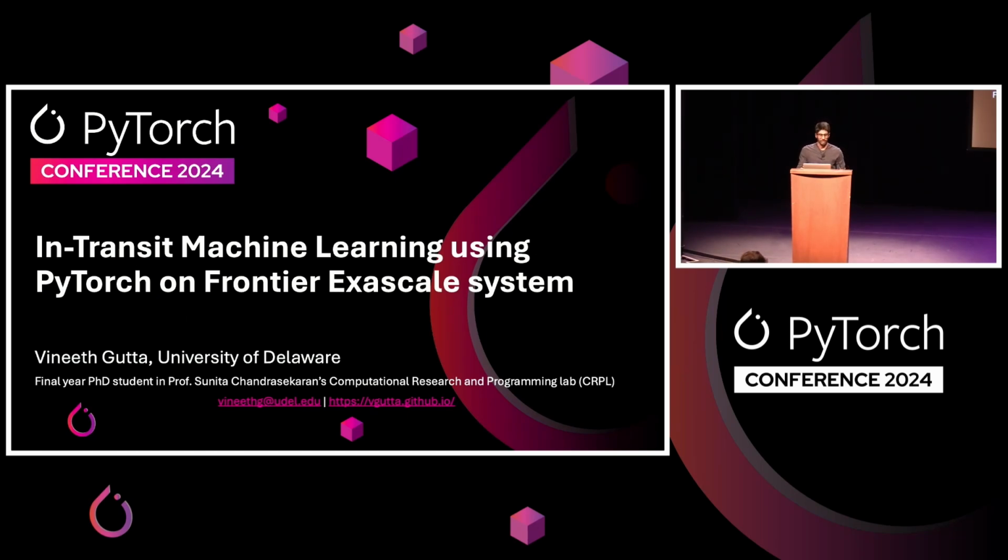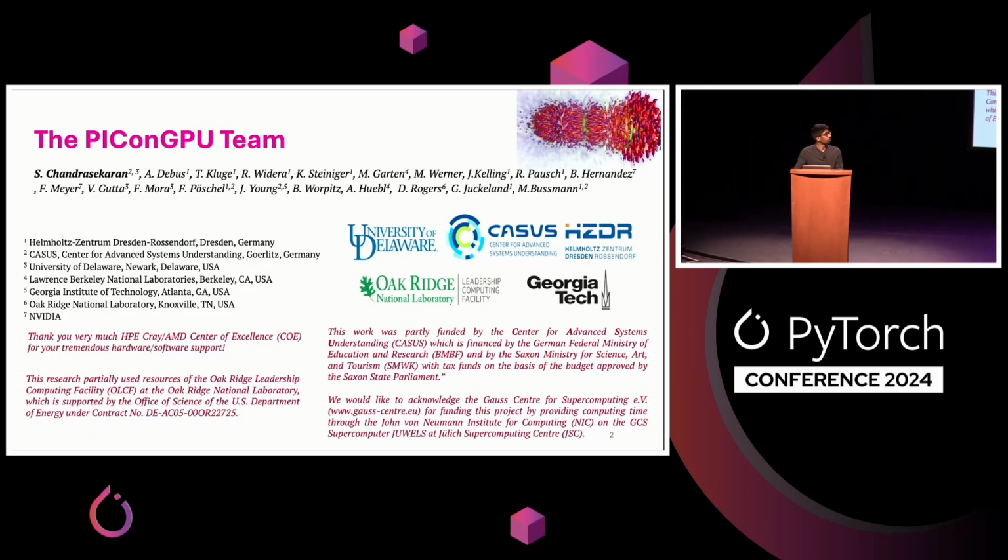So today I'll be talking about a workflow called in-transit machine learning using PyTorch on the Frontier Exascale system. This is a use case of PyTorch for a scientific application running at scale. This was a collaborative effort across the US and Europe, including University of Delaware, Oak Ridge National Lab, and HZDR, which is a national lab in Germany.